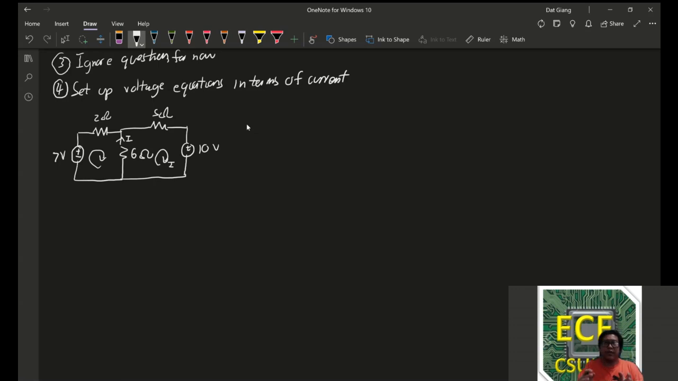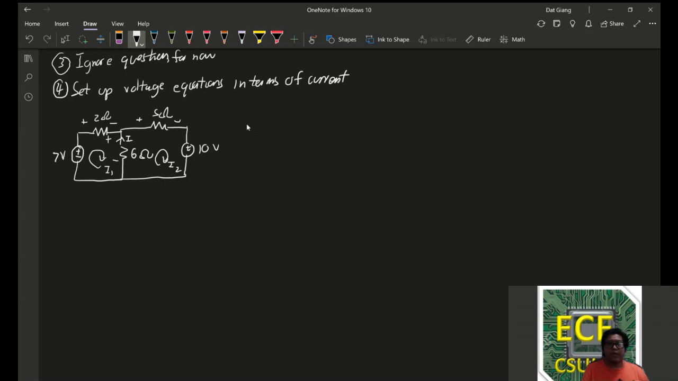Just like us assigning current direction, the direction of assignment for mesh loops is arbitrary. So we have I1 here and I2 here. So first, we have our loops. Then we need to assign polarity. However you feel is up to you. And just like current direction, it is arbitrary unless it's assigned.